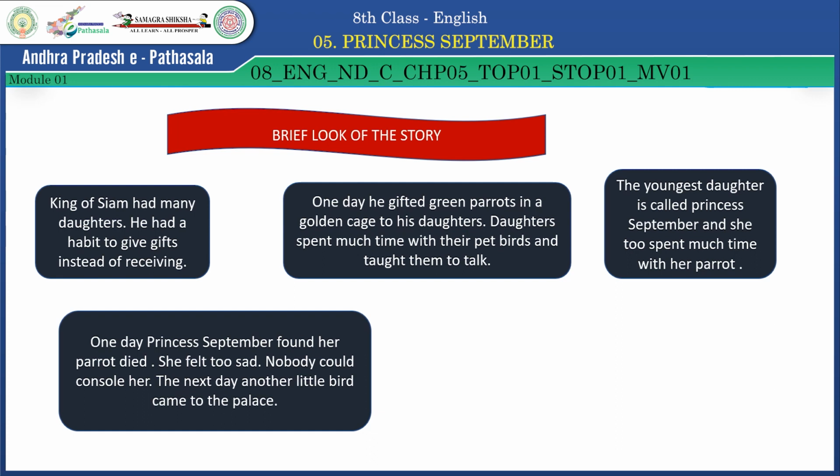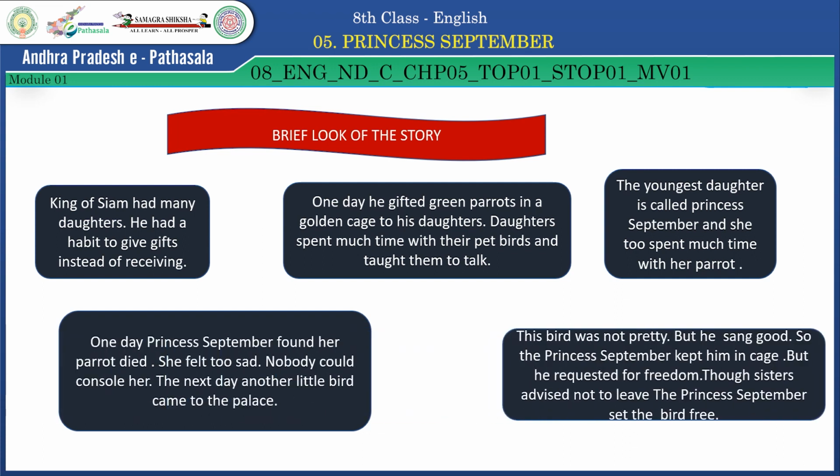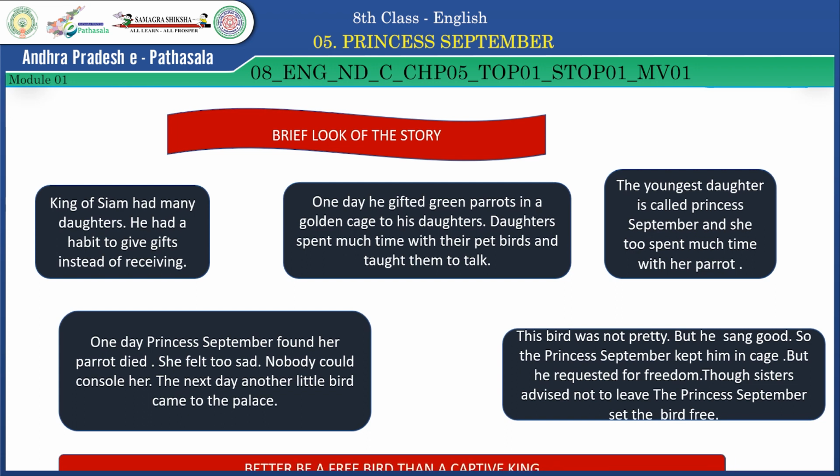One day, Princess September found her parrot dead. She felt too sad. Nobody could console her. The next day, another little bird came to the palace. The bird is not pretty, but he sang well. So Princess September kept him in a cage, but he requested for freedom. Her sisters advised her not to let him go. Princess September set the bird free. Better be a free bird than a captive king.